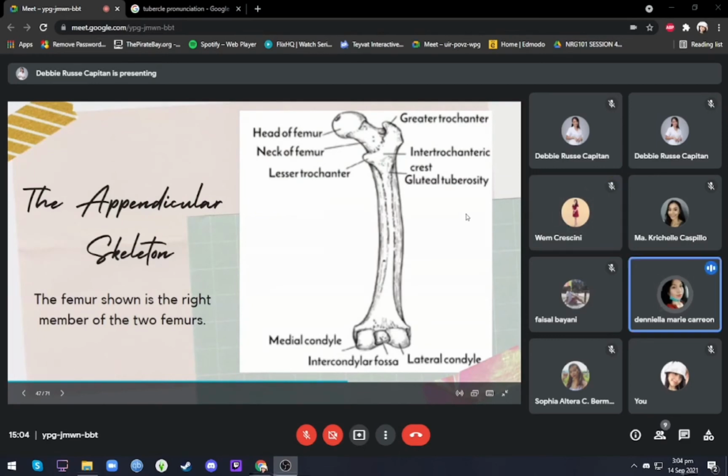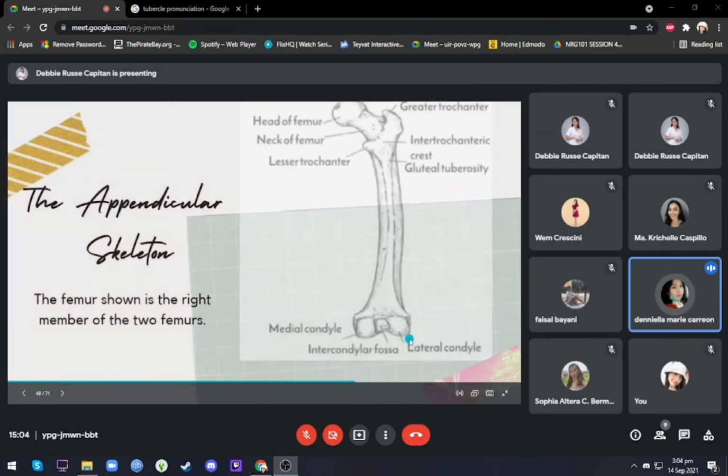Thank you, Miss Crescini. So let's proceed to number 13. The femur shown is the right member of the two femurs. So as you can see on your screens, this is the head of the femur, neck of femur, lesser trochanter, greater trochanter, intertrochanteric crest, gluteal tuberosity, medial condyle, the intercondylar fossa, and the lateral condyle.